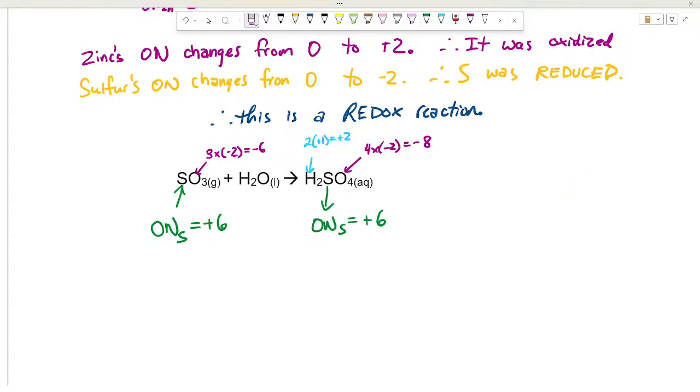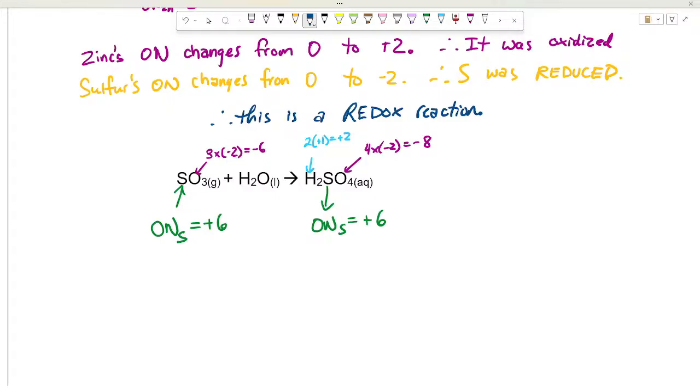So is it just a rule that whatever charge the reactant has, for example +6 here, the product would be the same charge? Not necessarily, but the fact that it is tells us that the oxidation number hasn't changed. And if the oxidation number hasn't changed, then this is not a redox reaction. Does that make sense?